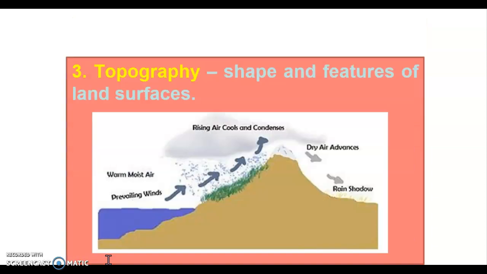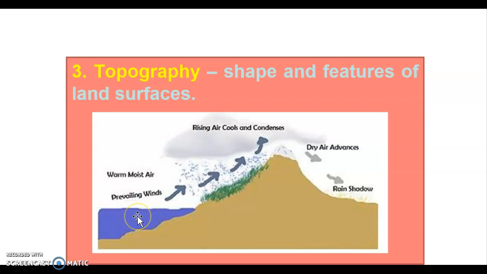Another factor that affects climate is topography. Topography means the shape and features of land surfaces. So I want you to look closely at what's going on in this illustration. This is a liquid area. For example, this is a sea.